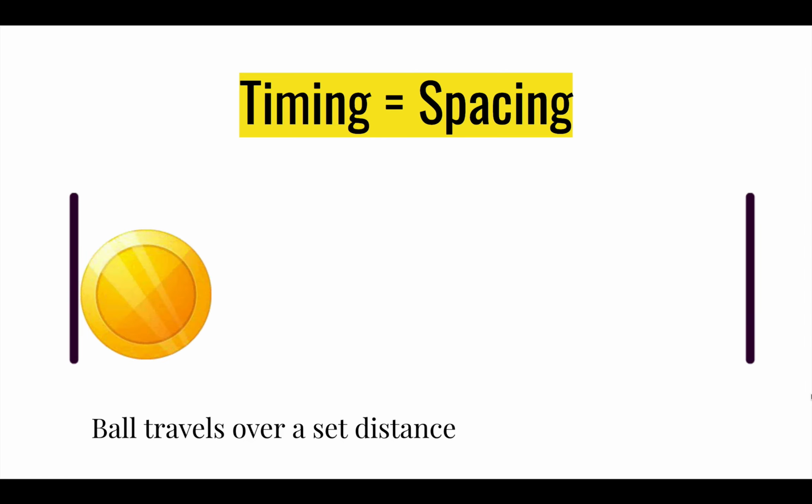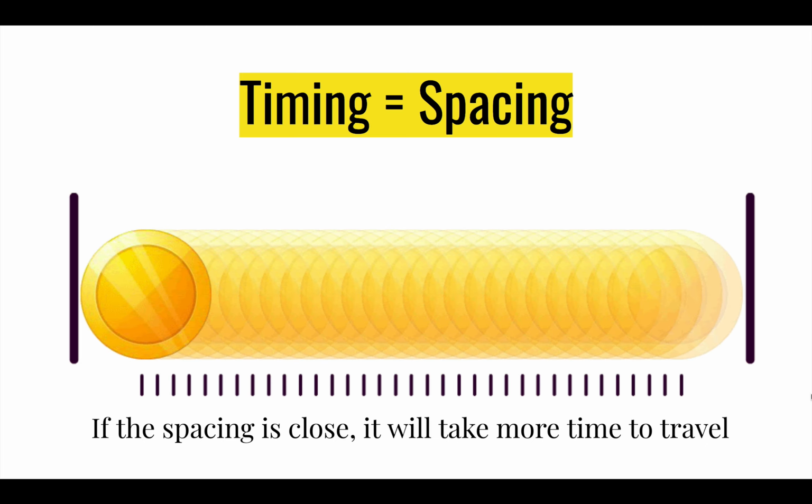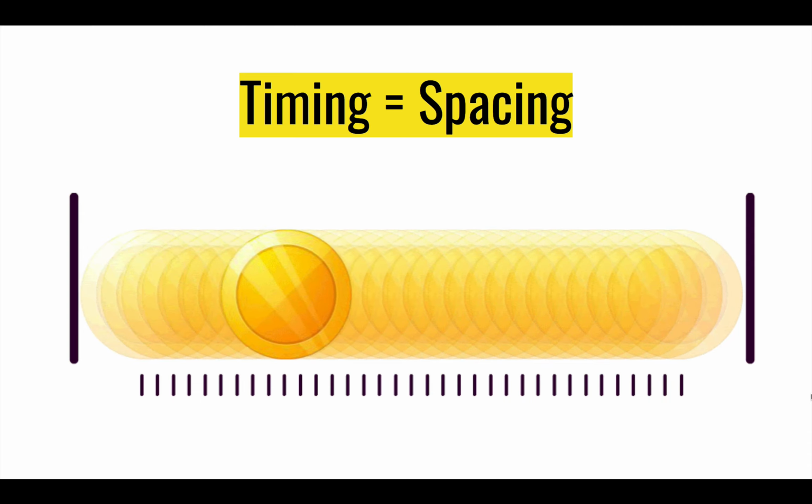First off, timing deals a lot with the spacing of your animated objects. If we have a ball moving from one side of the screen to the other, it's going to travel that distance in a certain amount of time. That time is determined by the amount of space that's divided up. For instance, if we have a lot of spacing and they're very close together, it's going to take more time for it to travel from one side to the other. So it's going to give the illusion of slow movement.